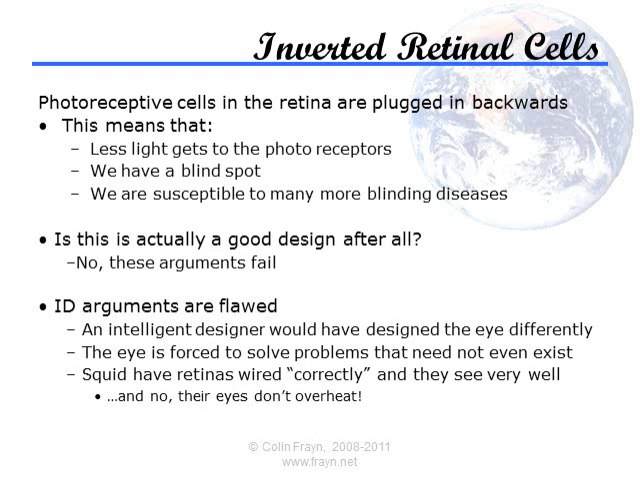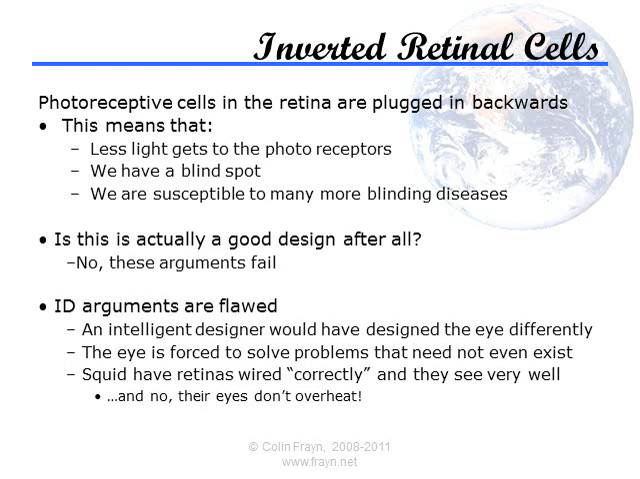Of course, if the rod and cone cells had been plugged in correctly, with the sensitive segment at the front and the nerves passing backwards, then the nerves could all bundle together into an optic nerve behind the retina without the need for a blind spot. And there will be other benefits too. For one, we are sadly susceptible to blinding diseases, which would not happen so much if our eyes had been designed properly.